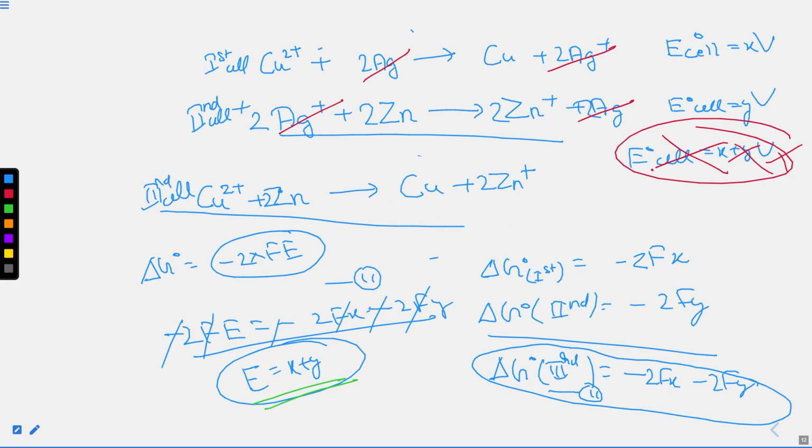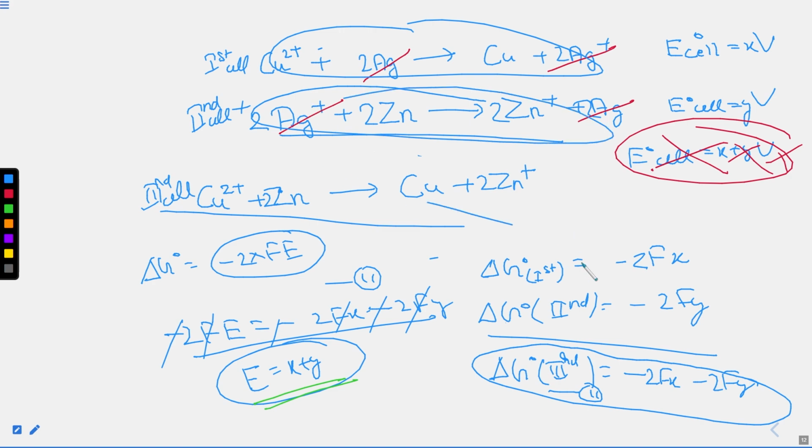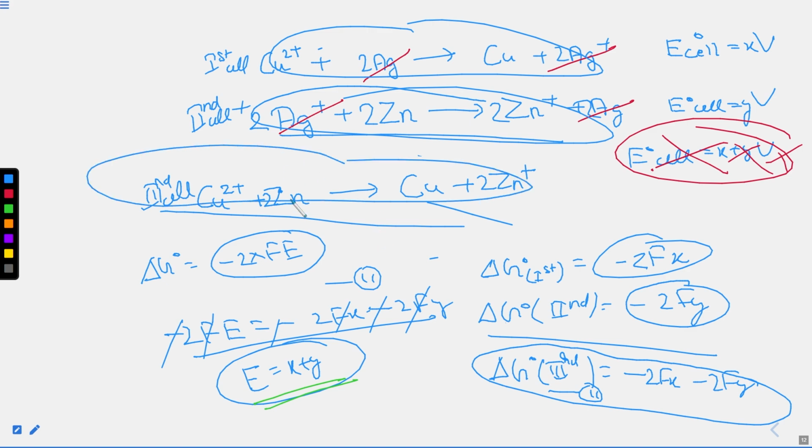So first you will find delta G for this. Again, we will find delta G for this. You will calculate your delta G. Then you will find the delta G for this in terms of E. Then you will equate both of these equations, and finally you can get the value of E. Right, so this was our EMF calculation using delta G.